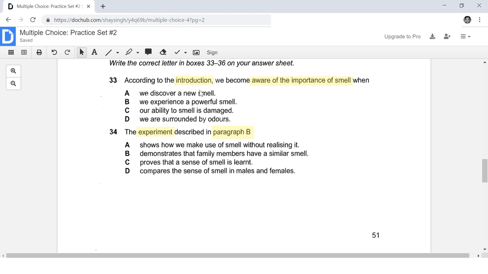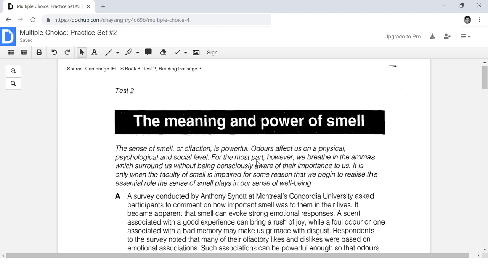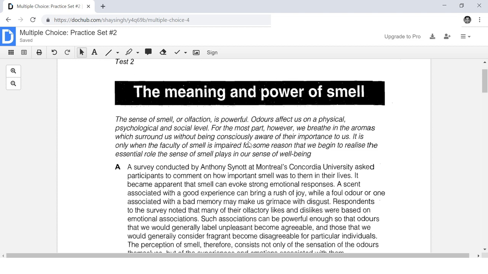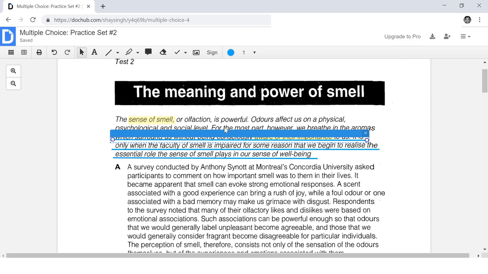We're going to go to the introduction and look for this keyword. Aware of the importance of smell. So let's look for that. We're going to come up here and this is the introduction. I believe this is the introduction that they're referring to. So let's start off here. Okay, here it says something about the sense of smell. And here I see aware of the importance. Aware of their importance, that's right there. Okay, so we're going to be finding our answer to this question somewhere around here. So I'm going to underline this part. This is going to be our matching sentence right here.